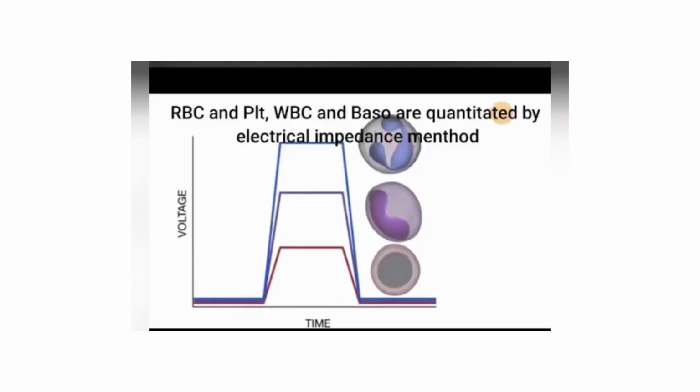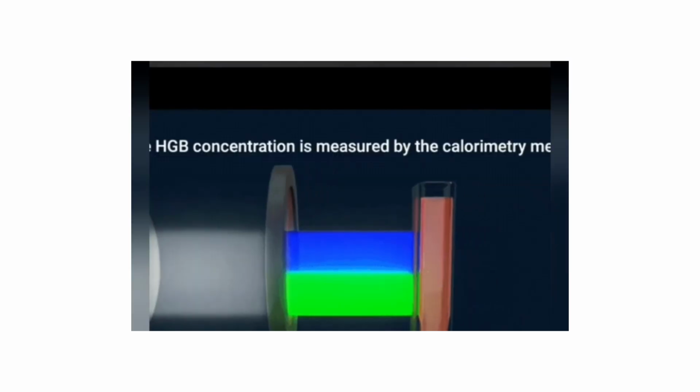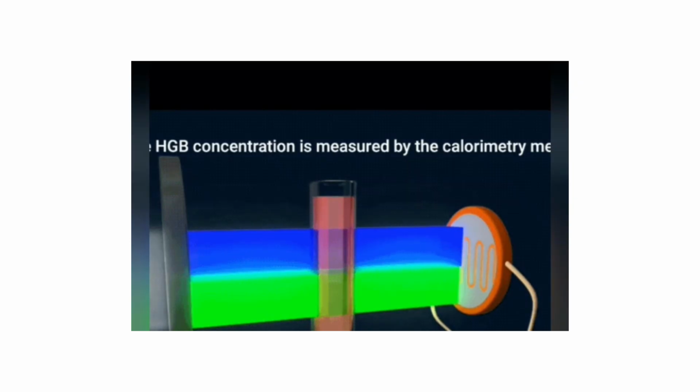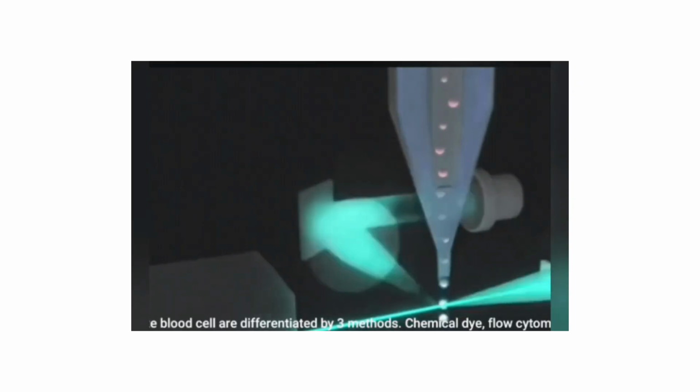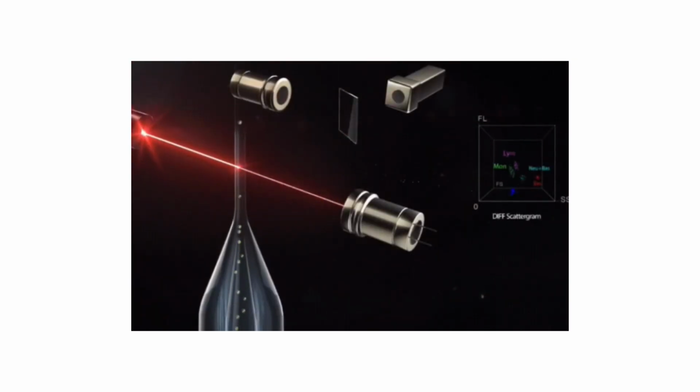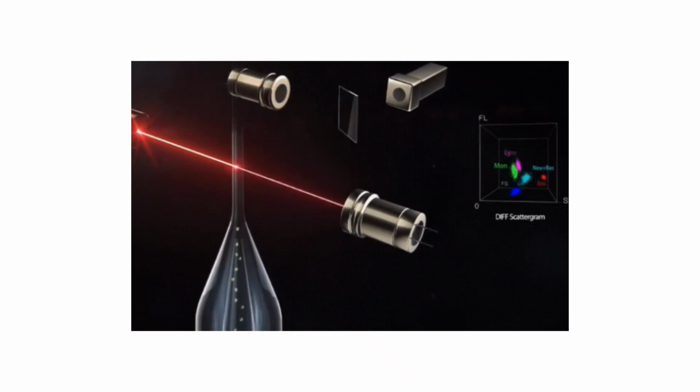This is a small animation of what we just discussed. This is the hemoglobin estimation. It is photometrically read. Here, the hydrodynamic focusing and the laser system will detect the cell count and the size.